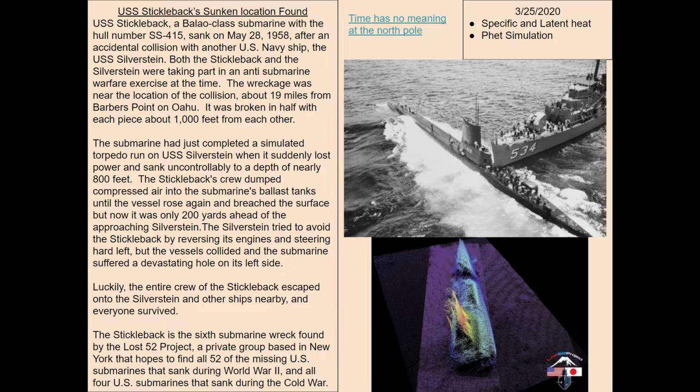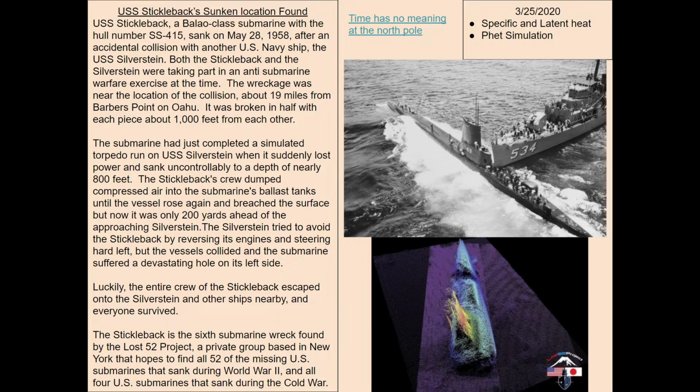And then once it rose, it was just a few hundred yards in front of an oncoming ship. This was all by accident. The ship saw it and tried to turn, but was not able to do so. So the ship, named Silverstein, ended up crashing into the side of the submarine, which caused damage and a hole that was not really able to be repaired. And so everybody had to evacuate. And luckily for this one, nobody actually died.